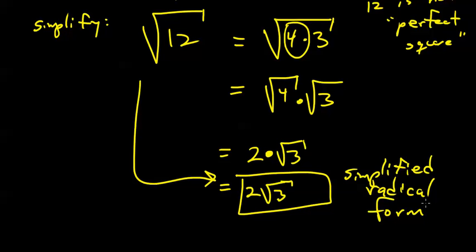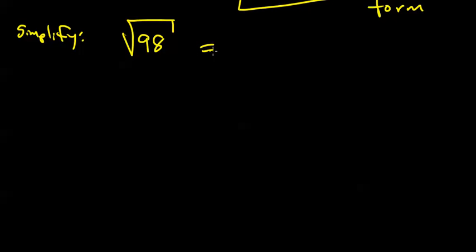Alright, let's do some harder ones here. Simplify the square root of 98. Well, 10 squared is 100, so it's going to be something less than 10. But 98 clearly is not a perfect square. But of course it contains a factor of 49. And 49 is a perfect square.